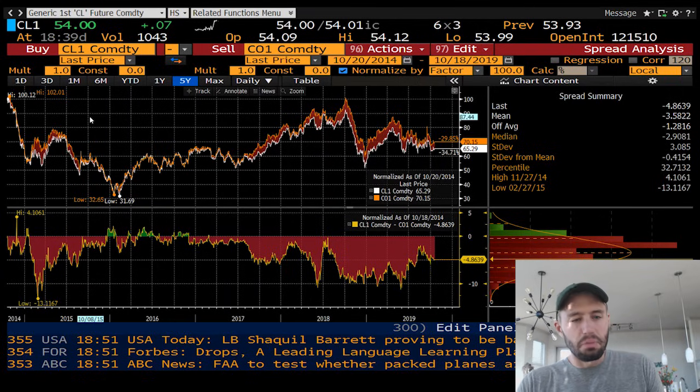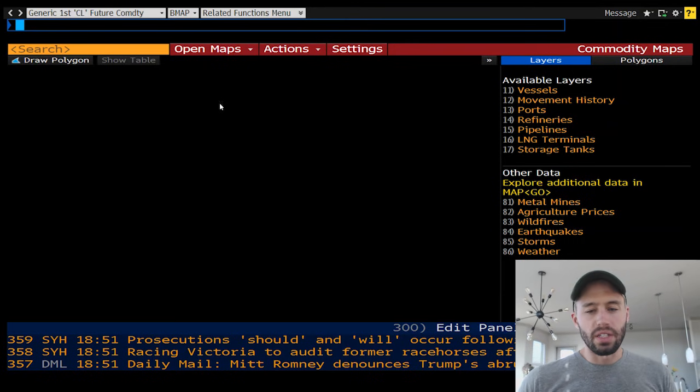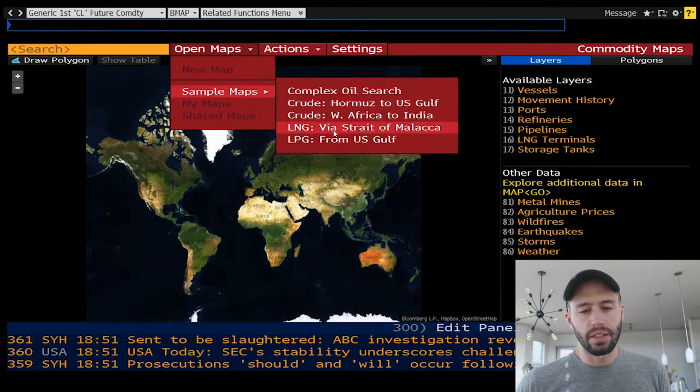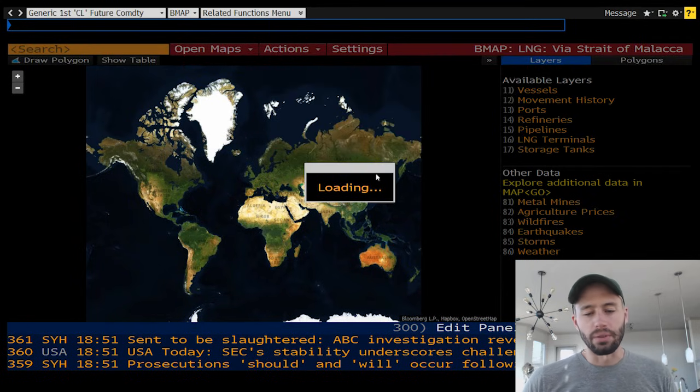And next thing is BMAP. Now BMAP is something that I find pretty crazy, and you'll see why in a second. It's basically a map of the entire world, and you can look at commodities moving around the world in somewhat real time. So I'm going to open one of these sample maps here for you guys, so you can kind of see what I'm talking about. And let's look at the LNG routing, which stands for liquid natural gas. And once it loads here, it should show me liquid natural gas moving around the world.